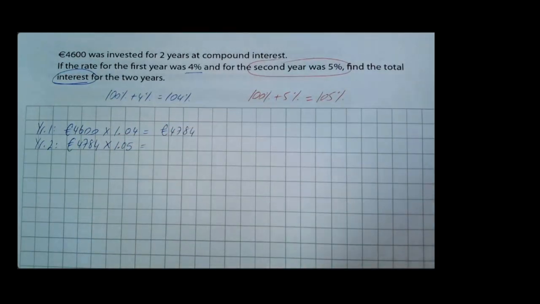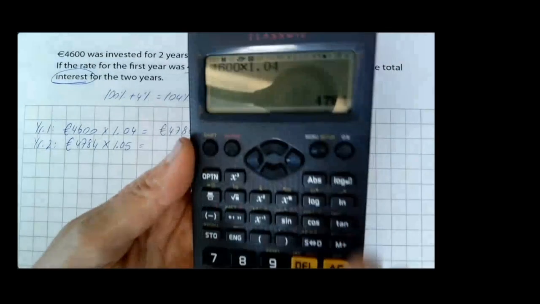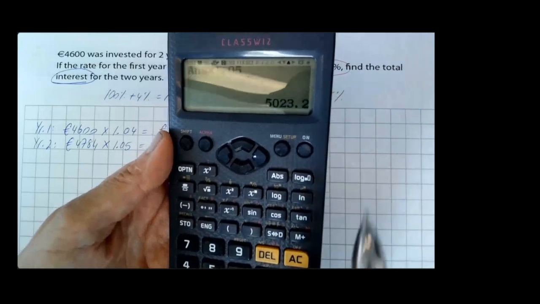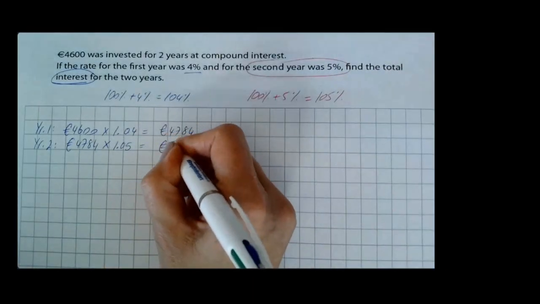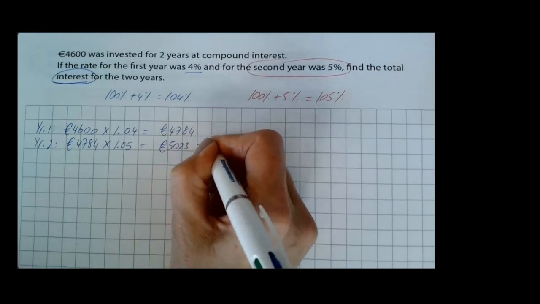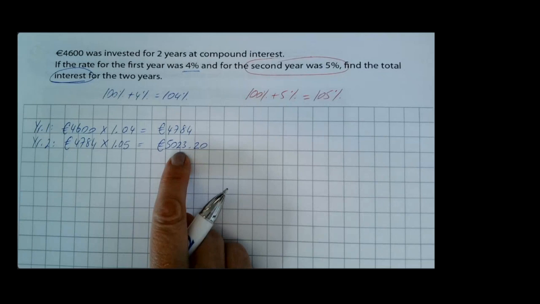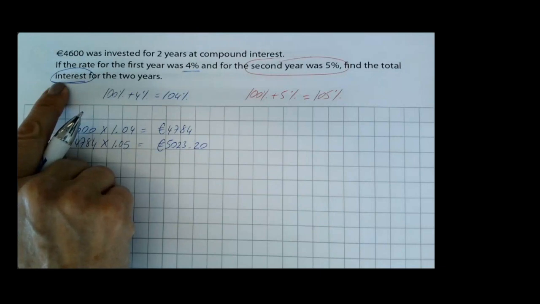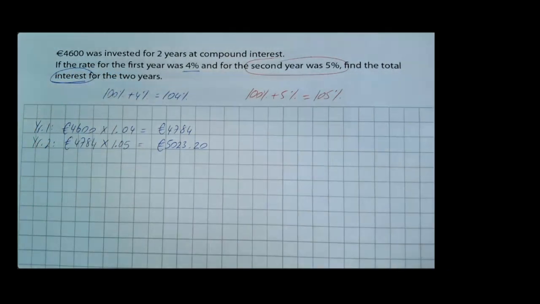So multiplying by the decimal then, I have my 4784 still up on my calculator, and I'm going to multiply by 1.05, and this time I'm getting 5023.2. So that's my amount in the account at the end of the 2 years. I'm not asked for the amount at the end of the 2 years. I'm asked for the interest earned over the 2 years.